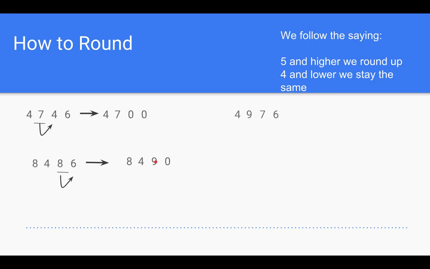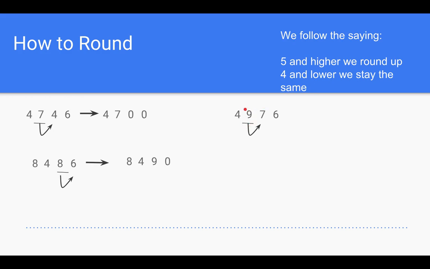Sometimes we get trickier problems, like something like this, 4,976. I want to round the hundreds place, which here I have a 9. So I underline it, and I look next door. Well, looking next door, remember my line, 5 or higher, 4 or lower. 7 is definitely higher than 5. But see, this one's a little different, because when we round this number up here, the 9 becomes a 10.